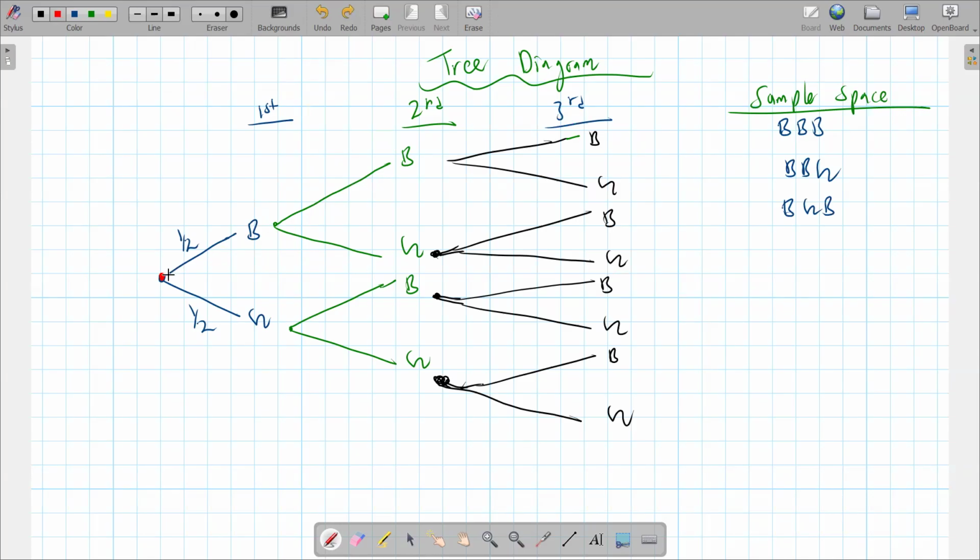So just to recap, the first option was top, top, top, right? BBB. And then we went BBG. That was our second option. Our third option was BGB. And our fourth option is going to be BGG. See that? Yeah. BGG. What about our fifth?